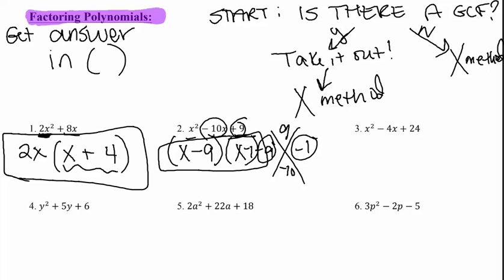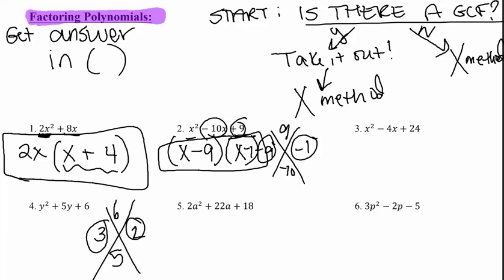Let's go down and look at number 4. The first thing you always want to ask yourself is, is there a GCF? There is not a GCF, and I know that because I have no leading coefficient. My y squared doesn't have a number next to it, so that's kind of like a trick. So I'm going to do the X method. My last number goes on top, my middle number goes on the bottom. I need two numbers that multiply to get 6 but at the same time add up to 5. 3 and 2. Circle. Now I have y plus 3 and y plus 2, and I'm done.